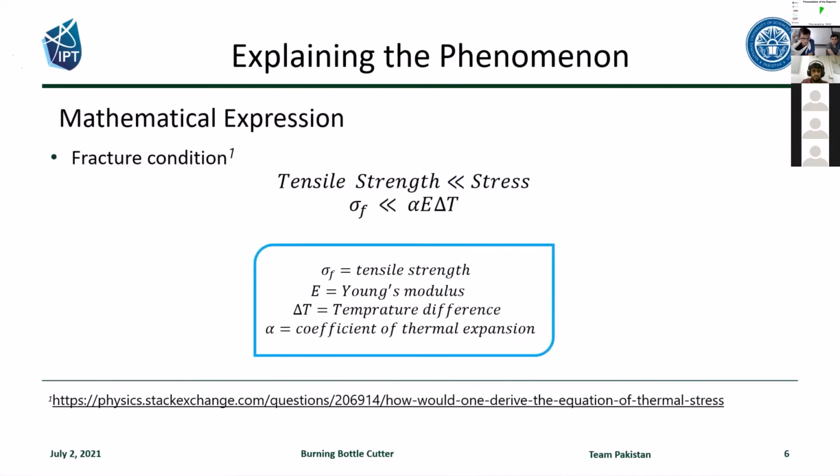So coming to the fracture condition, the tensile strength should be much lesser than the stress induced, and stress is directly proportional to the Young's modulus and the coefficient of thermal expansion. If you look at this equation, the stress is also directly proportional to the temperature difference. The only variable here is the temperature difference, and other parameters are constants and dependent upon the material. And so most of our work was around the single variable.